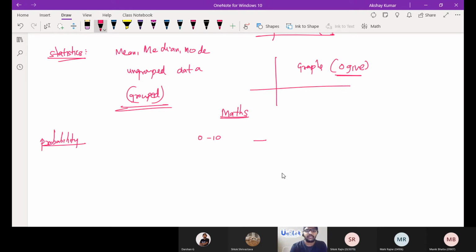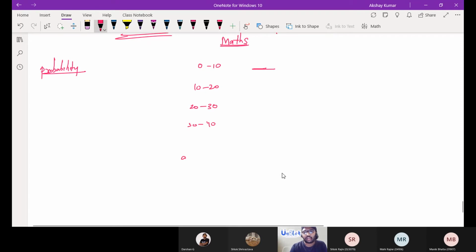Okay, so I can tell from 0 to 10 how many students have scored. So I'll put them here. I'll tell next 10 to 20. Then I'll tell 20 to 30. I'll tell 30 to 40. And I'll go on like this up to 90 to 100. So this is grouped data. I'll get to know how many students are there, right?